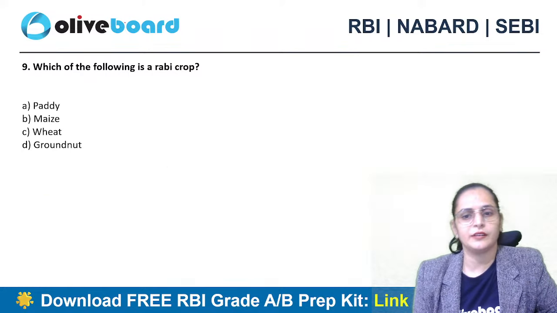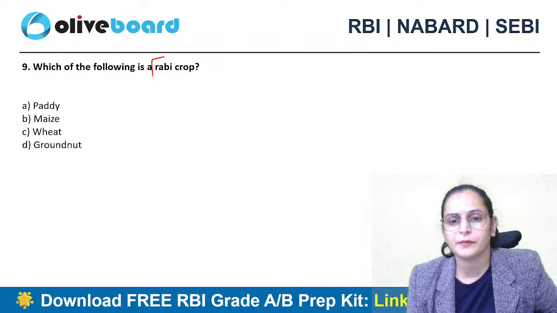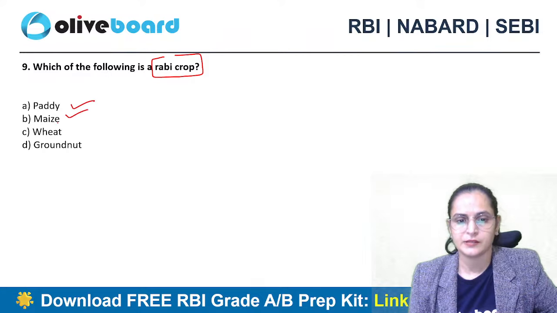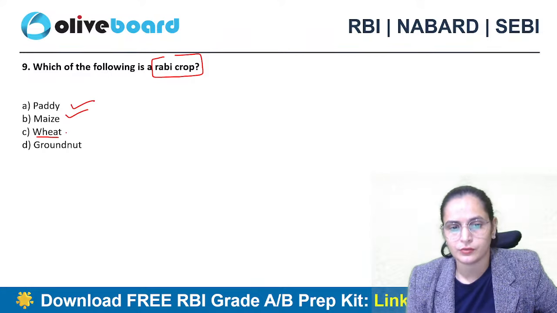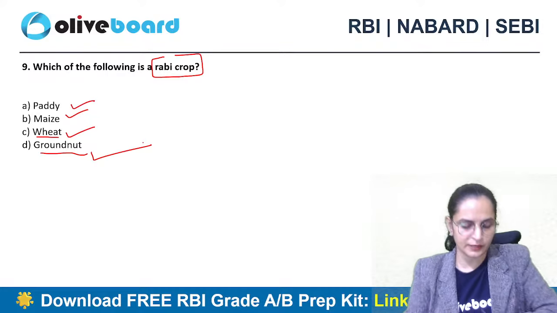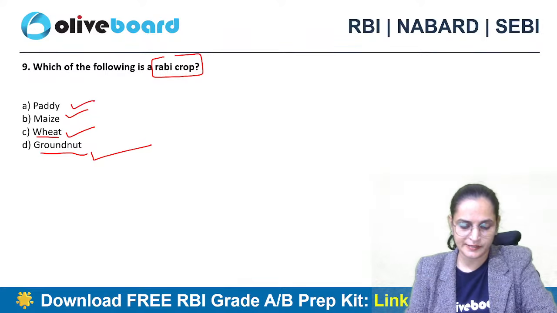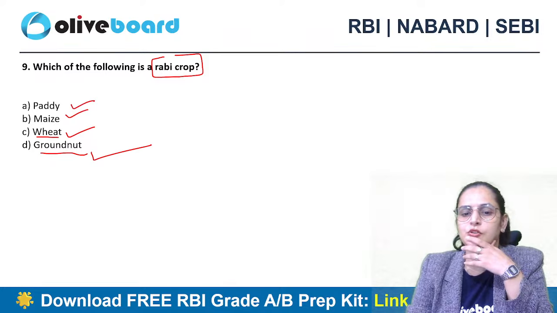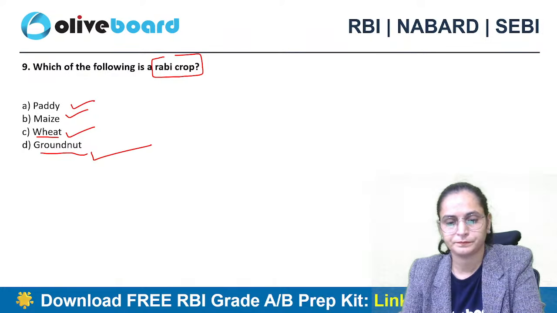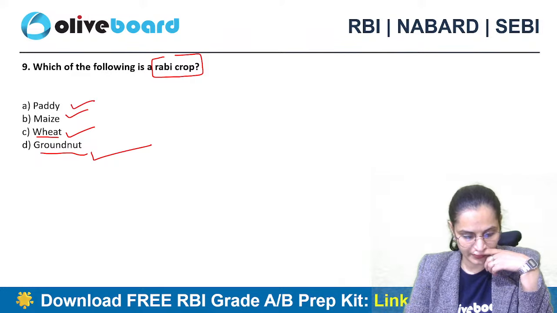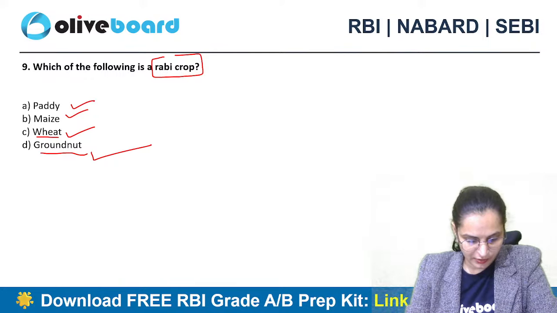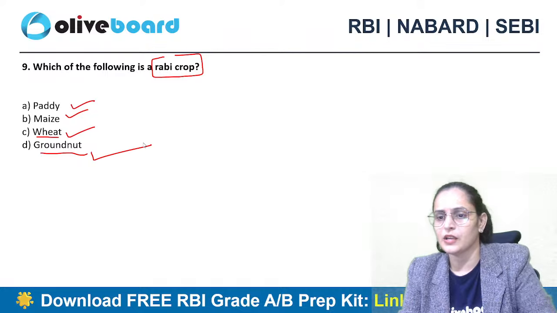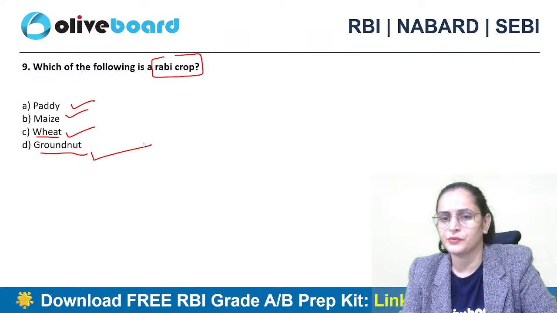Now another question, it's an easy question. Which of the following is a rabi crop? Options are paddy, maize, wheat, and groundnut. So what should be the right answer? It's an easy question, so everyone has to answer now. Which of the following is a rabi crop? Yeah. So Shikha, Devanshi, Sonia, Satyarth, everyone has given the right answer. Yes, very good. Yeah, Shaurya, not maize. Wheat is the right answer.